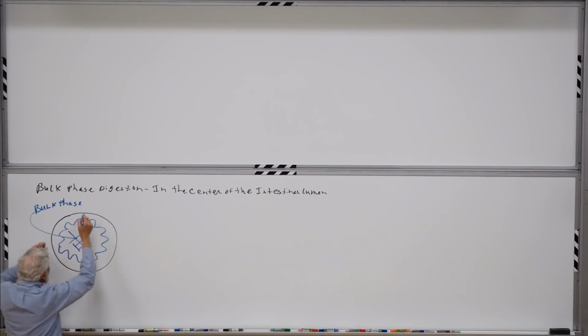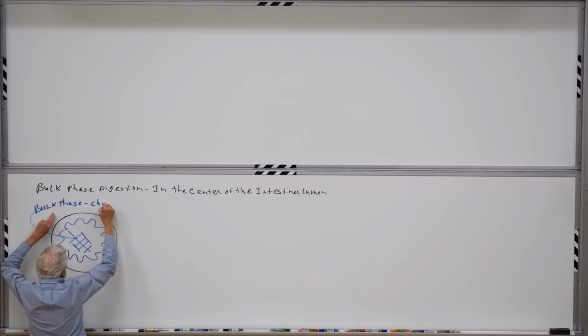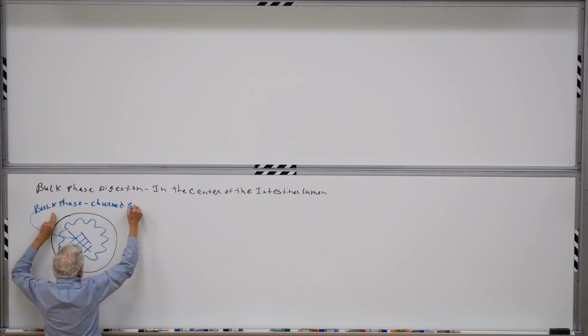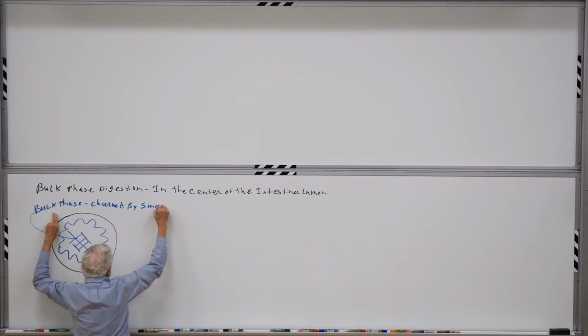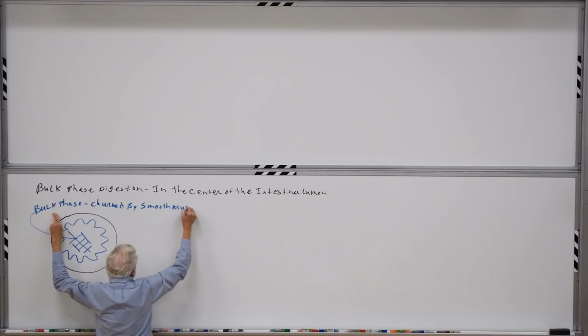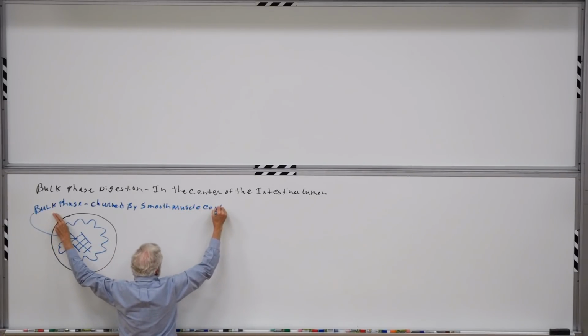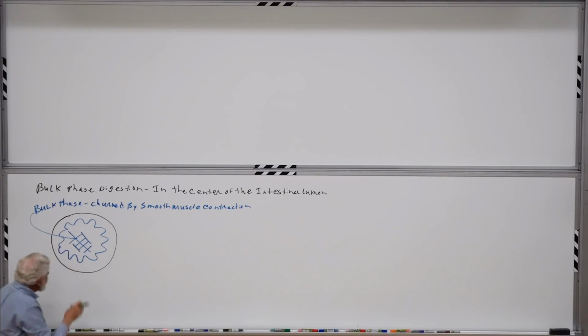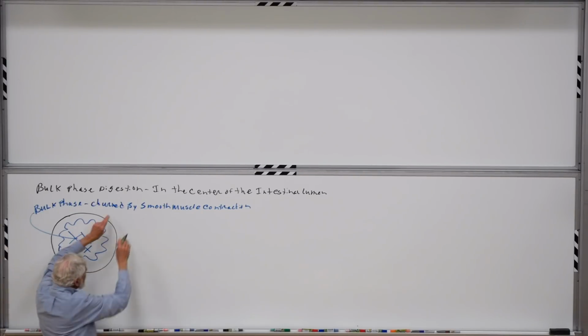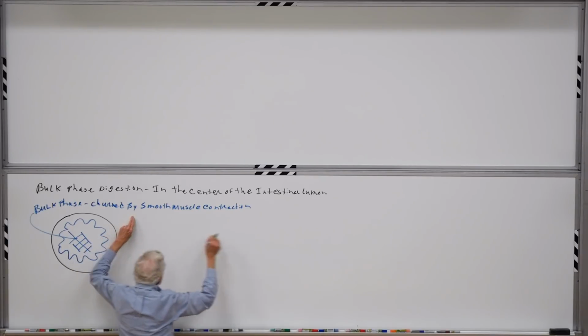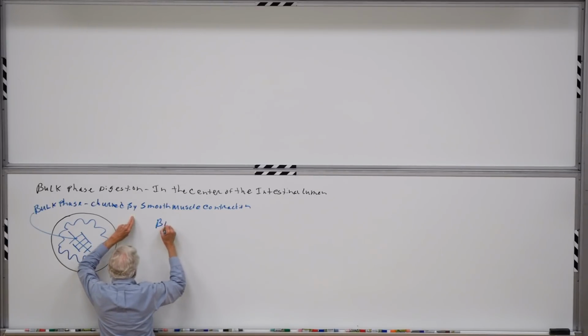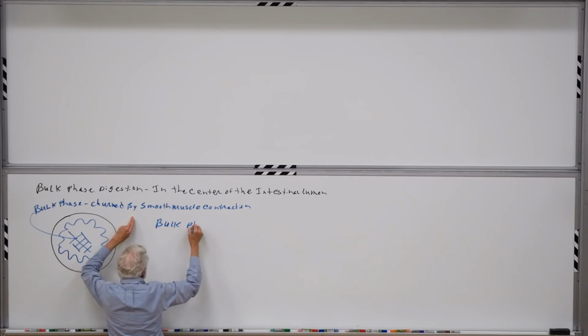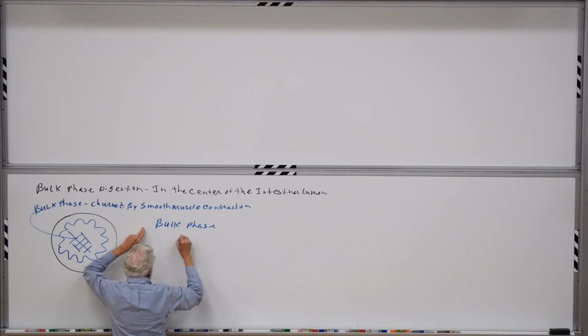And this bulk phase is going to be churned by smooth muscle contraction. So this is a lot like a washing machine out here. This fluid is just moving back and forth and back and forth. And what we're going to see is that in this bulk phase, we have three main actors.